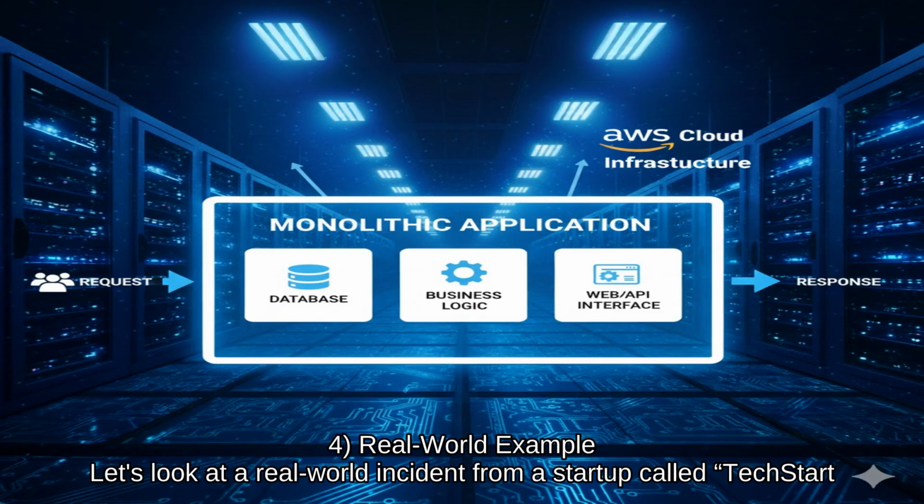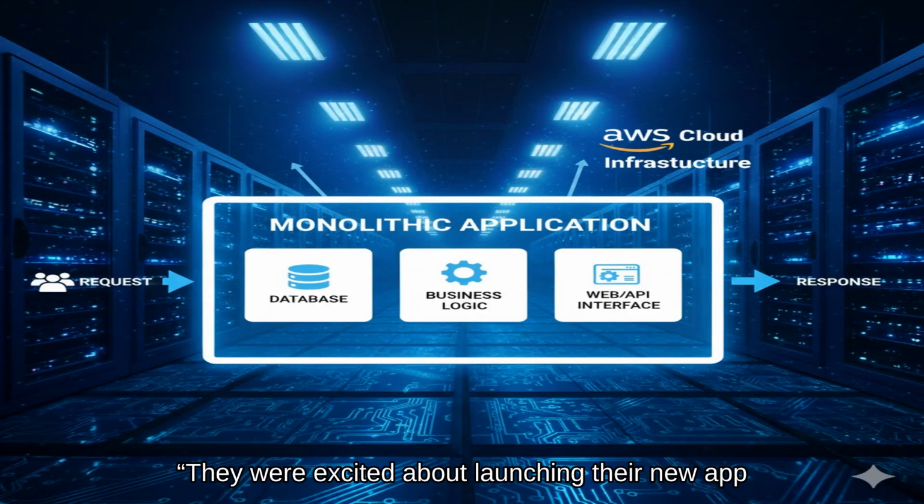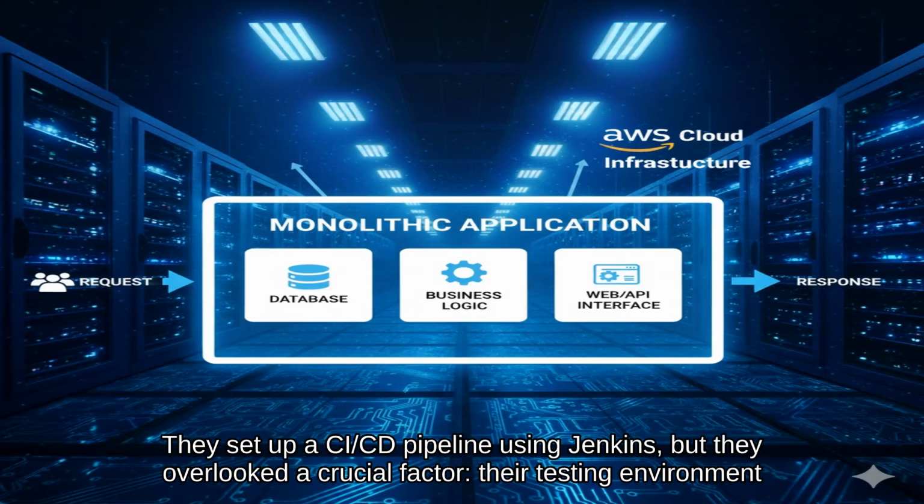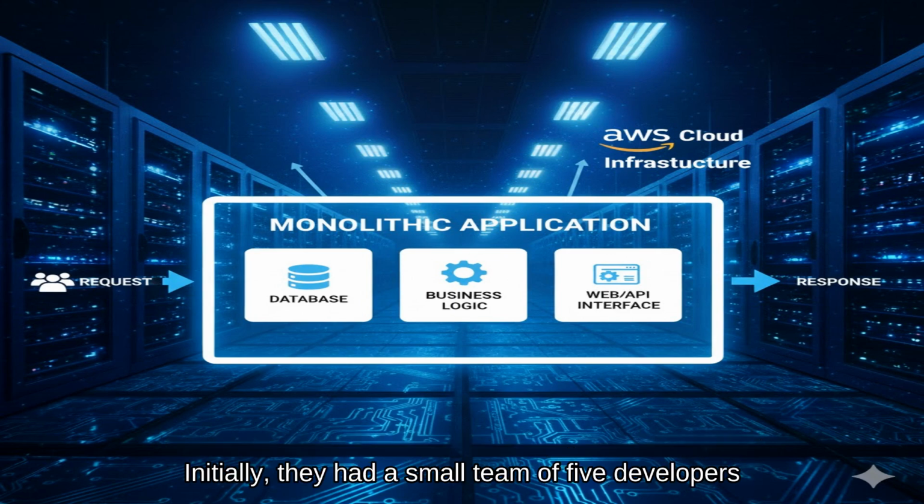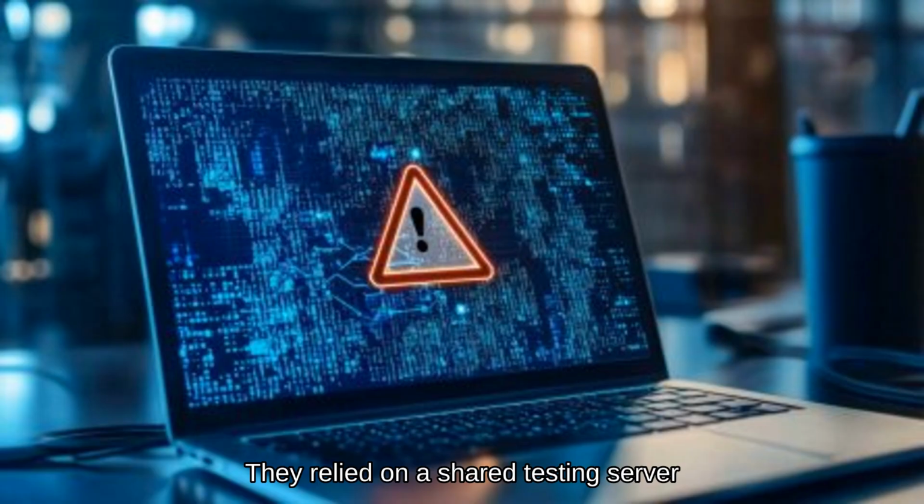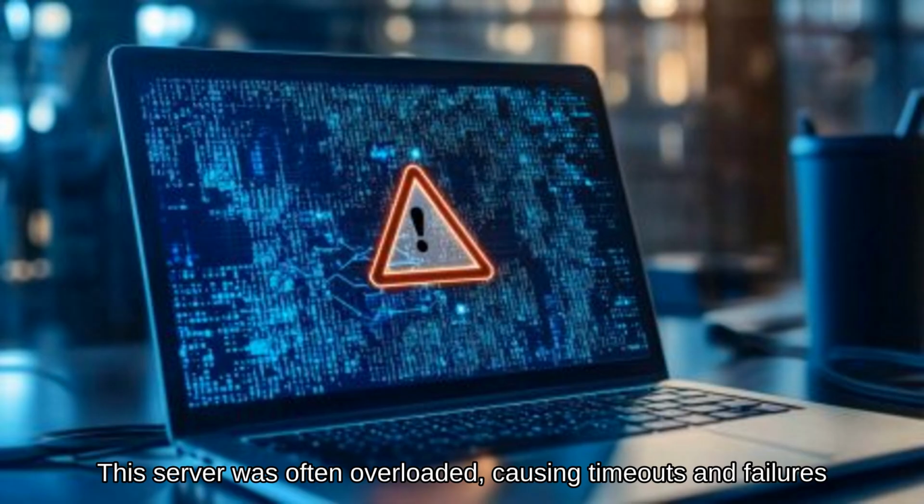Real-world example. Let's look at a real-world incident from a startup called TechStart. They were excited about launching their new app. They set up a CI/CD pipeline using Jenkins, but they overlooked a crucial factor: their testing environment. Initially, they had a small team of 5 developers. They relied on a shared testing server. This server was often overloaded, causing timeouts and failures.